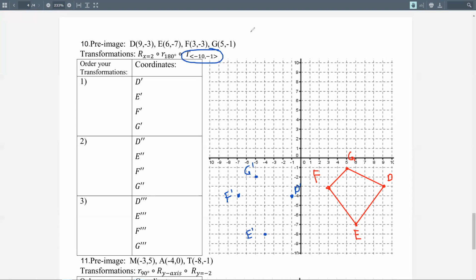And there is my new translated figure. All the points are going 10 to the left and 1 down. If you wanted to use the coordinates, that's fine. You'd subtract 10 from all of these, right? So that's going to be -1, -4, -7, -5. And then all the y's, we're going to subtract 1.